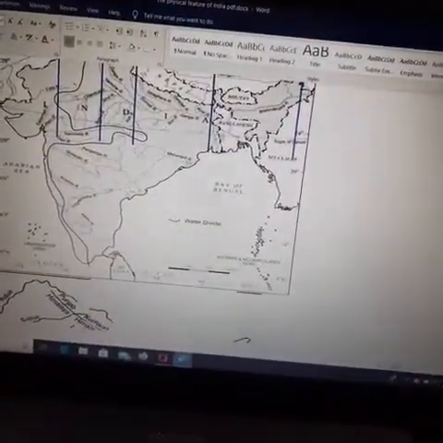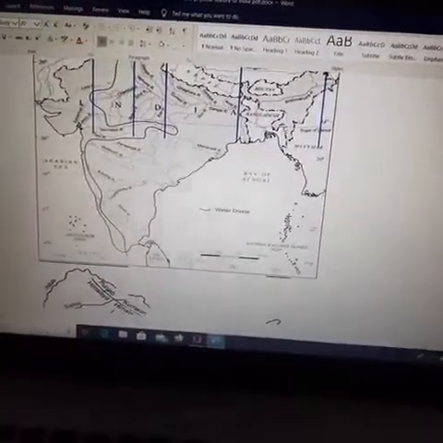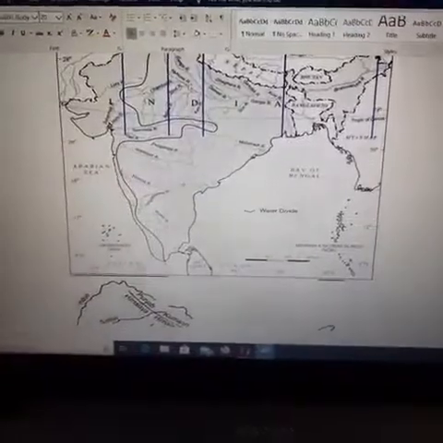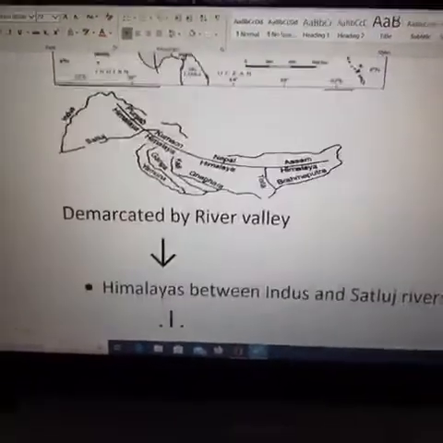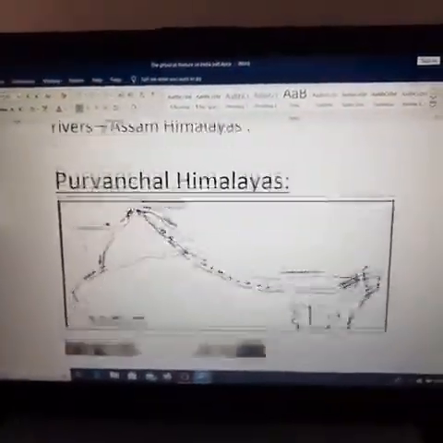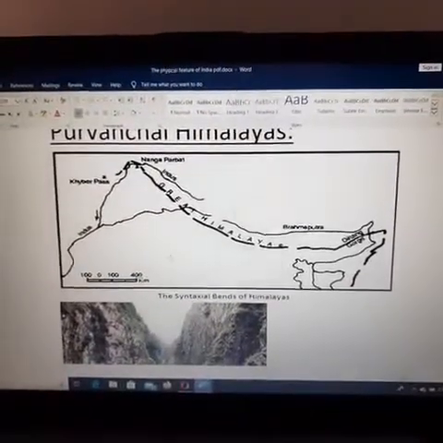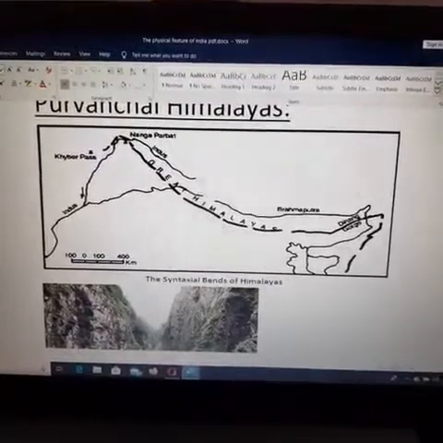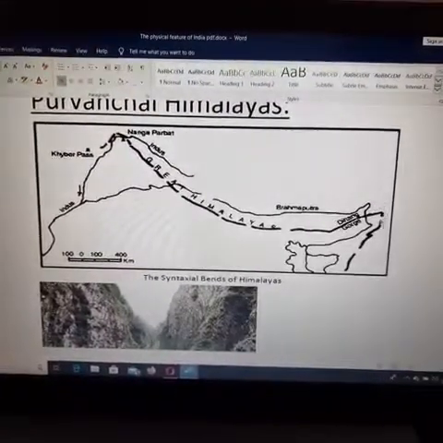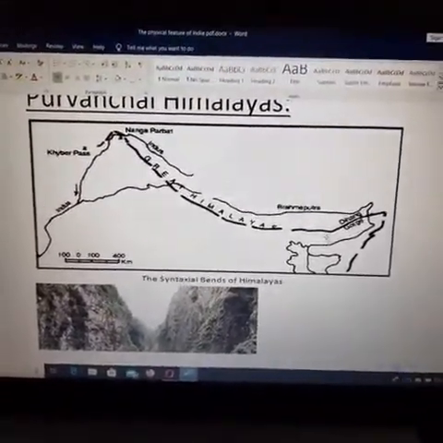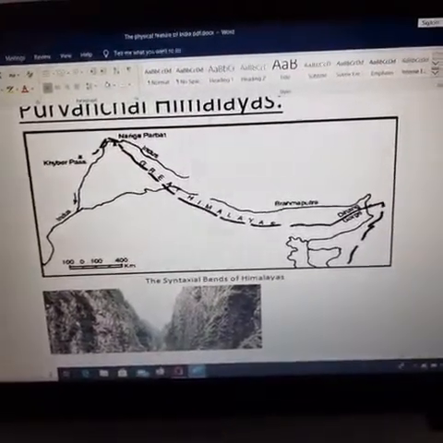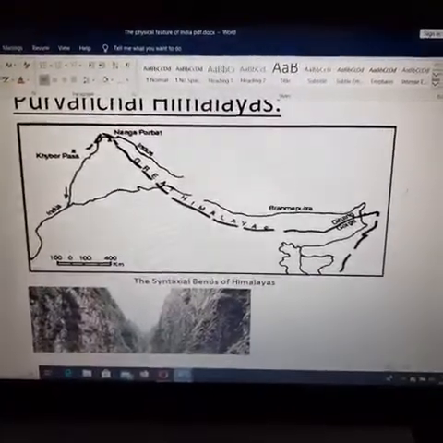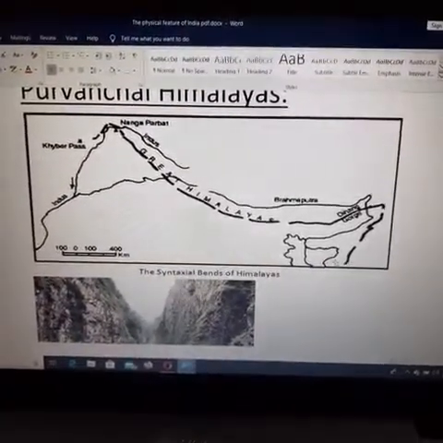Okay, this will be divided longitudinally. The regions were divided based on where the Himalayas as well as the rivers are moving. Next, we'll talk about the Purvanchal Himalayas. What is meant by Purvanchal? In Hindi, Purvanchal means east. Okay, the eastern part of the Himalayas lying in this place is called the Purvanchal. In English we'll call it eastern. Okay, these places will be called the Purvanchal Himalayas.